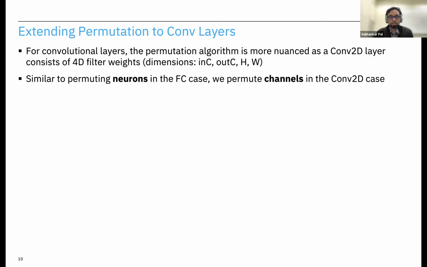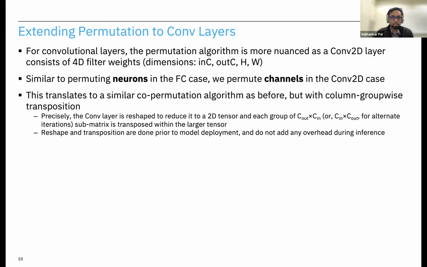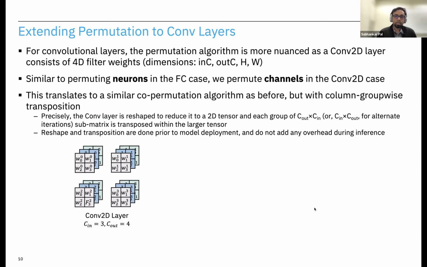But the idea is similar. We were permuting neurons in the fully connected layer case. Now we're going to permute channels. So it is a similar co-permutation algorithm, but we just have to change the way we define a transpose. In the fully connected layer case, the transpose is a simple transpose on a matrix. But here, what we do is a different kind of transpose, and I show it here.